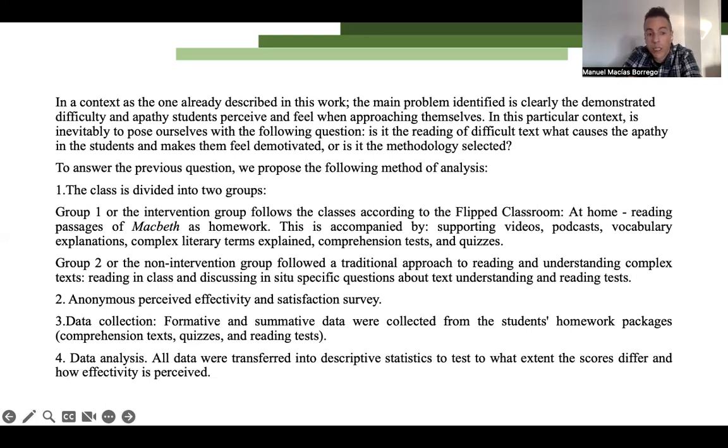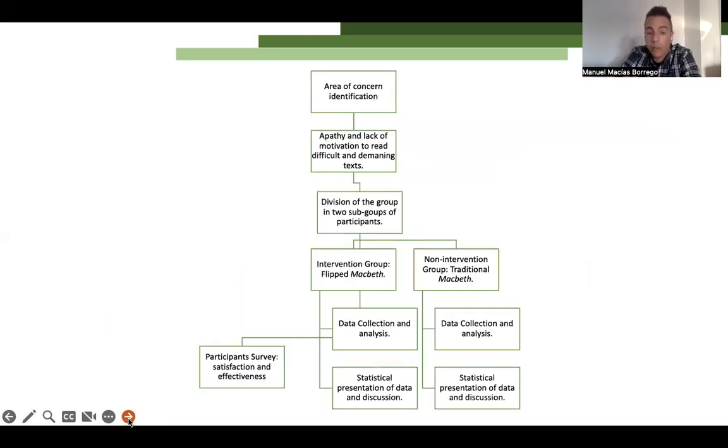Secondly, we conducted an anonymous perceived effectiveness and satisfaction survey. Then we collected the data. Formative and summative data were collected from students' homework packages, comprehension texts, quizzes, and reading texts in class. And then we proceeded to data analysis. All data were transferred into descriptive statistics to test to what extent the scores differ and how effectiveness is perceived in each of the different groups. This is a visual summary of the methodology that I just described.